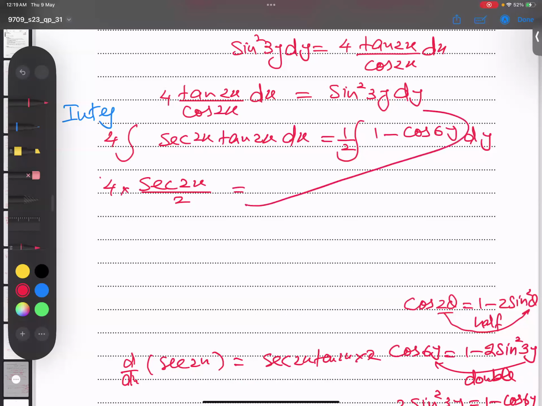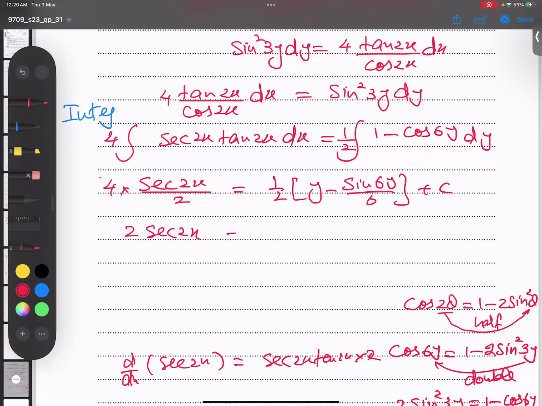And let's talk about the right hand side. Half as it is. What is integration of 1 with respect to y? I get y only. What is a cos integration? It is sine 6y divided by 6, and plus c is confirmed. So I think you got the idea, students. Now I can plug in the numbers, or just simplify. This 2 and 4 cancel. I get 2 secant double x equals half, multiply inside, I get a half y minus 6 sine 6y over 12.